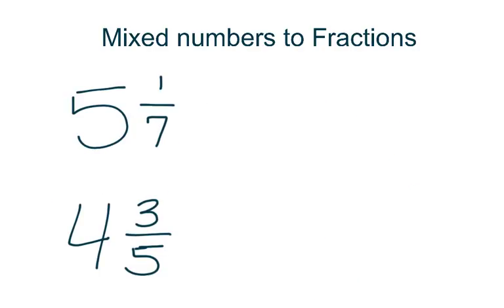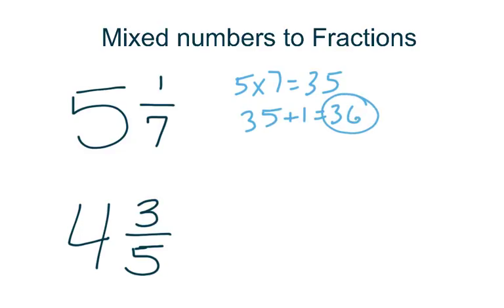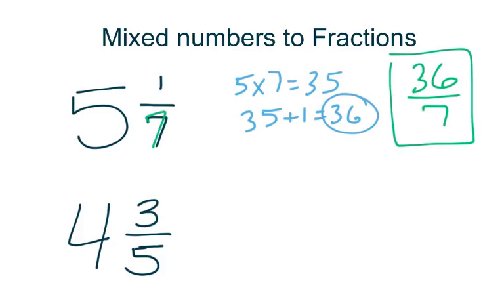Go ahead and change 5 1/7 into a fraction. When we change 5 1/7 into a fraction, I'm going to do multiplication and then addition. So 5 times 7 gives me 35, and then 35 plus 1 more gives me 36. This becomes my new numerator. So I have 36, and my denominator of 7 stays the same.